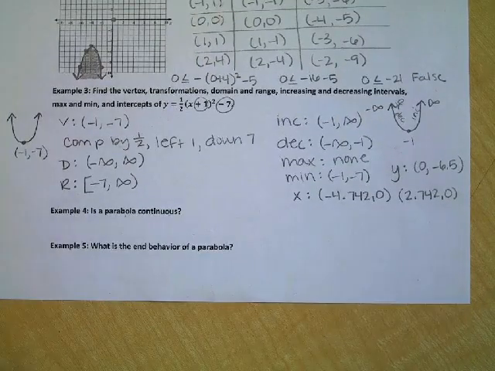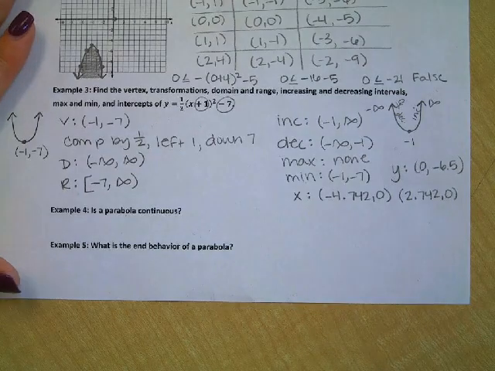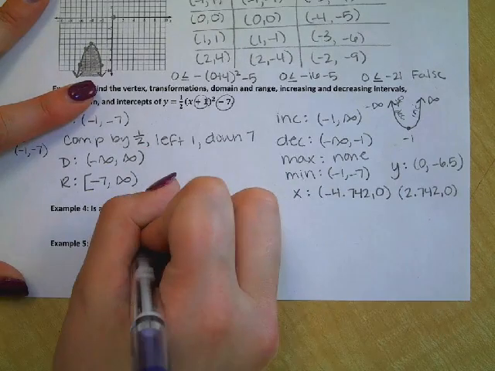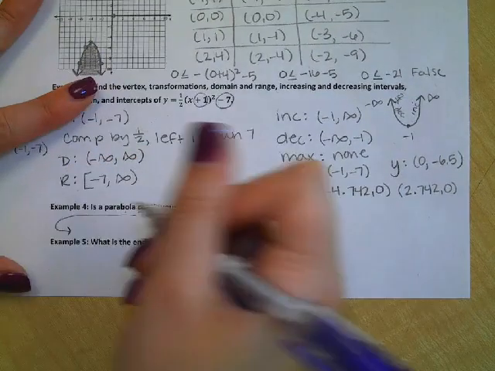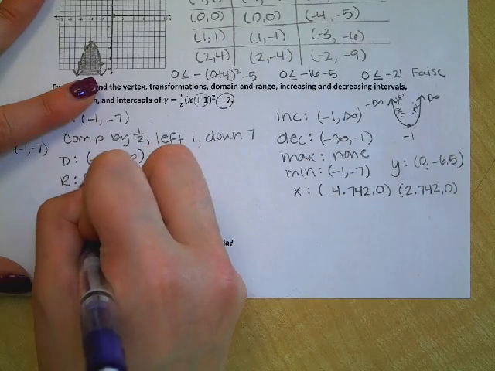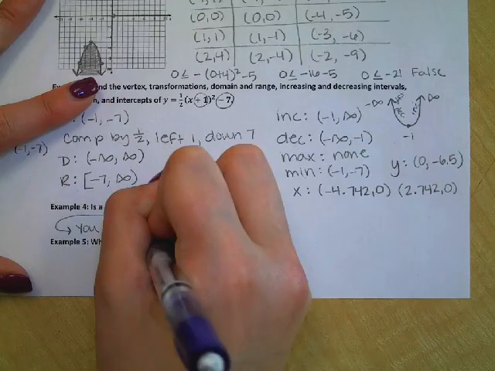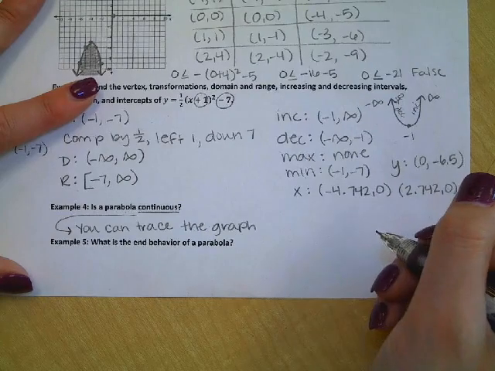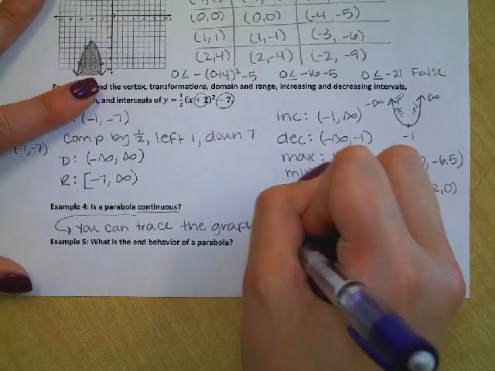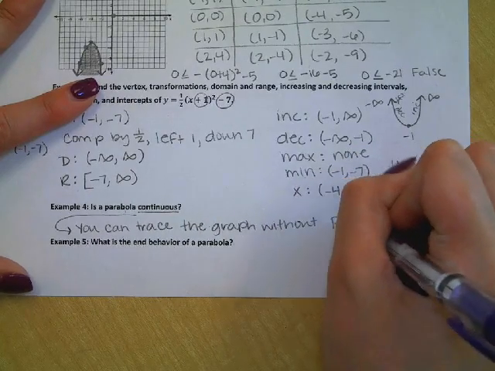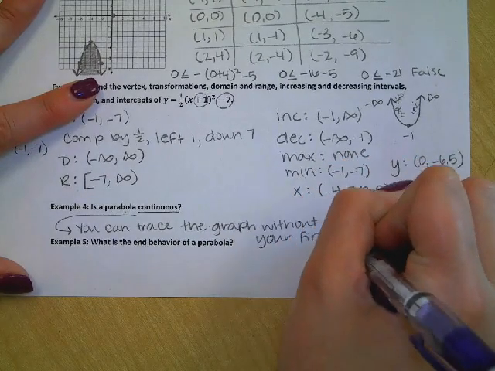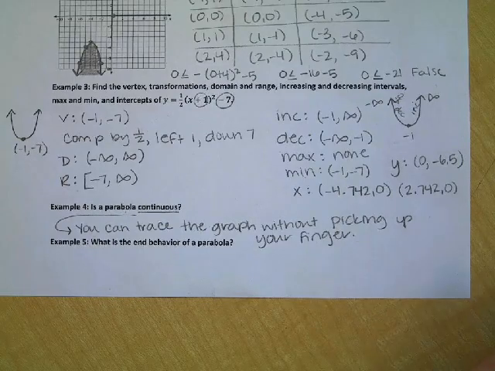Next, they're asking if the parabola is continuous. It could be an upside down parabola or a right side up parabola. So remember that the word continuous means you can trace the graph, or you could say you could trace the line or the curve, without picking up your finger. So it means the graph doesn't jump at all. There are no spaces in between. It is just one continuous line.